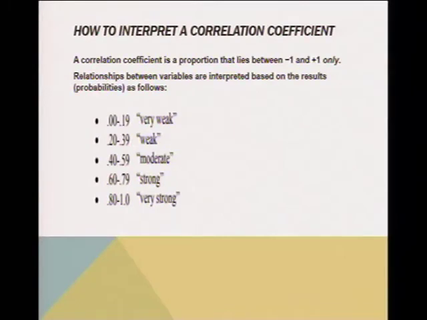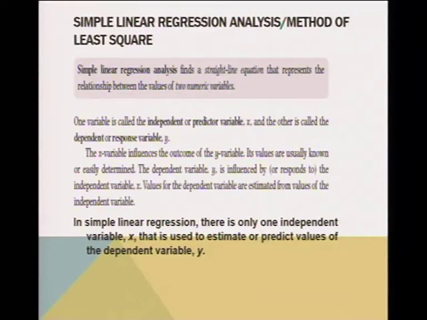How to interpret: if you get 0 to 0.19, very weak. You get 0.2 to 0.39, that is still weak. This one is weak, moderate, strong, and very strong. But this will apply to both negative and positive results. Either you get a negative answer or positive answer, but if it's within those ranges, then you can interpret it as such. And then we move on to simple linear regression.